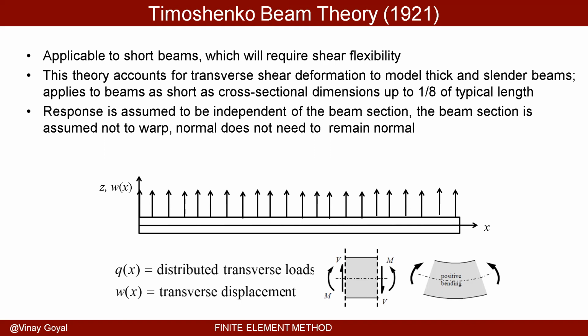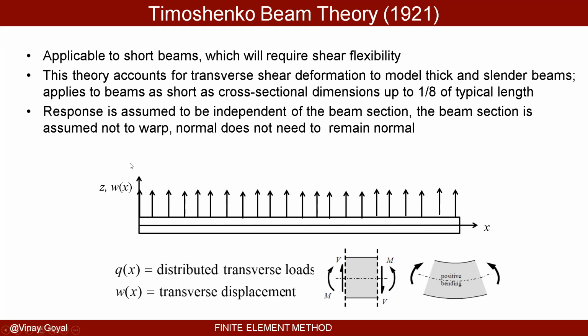The response is assumed to be independent of the beam section. So that means I can follow the neutral axis and be able to do a good job of understanding the behavior of the 3D structure. The normal in this case, compared to Euler-Bernoulli beam, does not need to be perpendicular to the neutral axis during deformation. In this theory, the normal can actually change angles with respect to the neutral axis, and that occurs because this is a short beam.